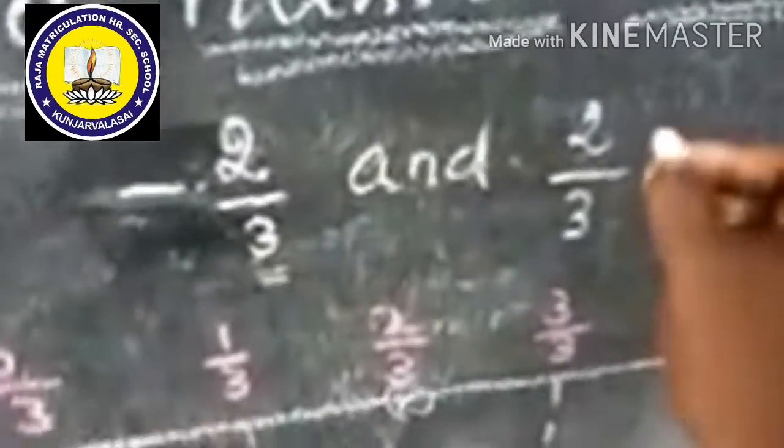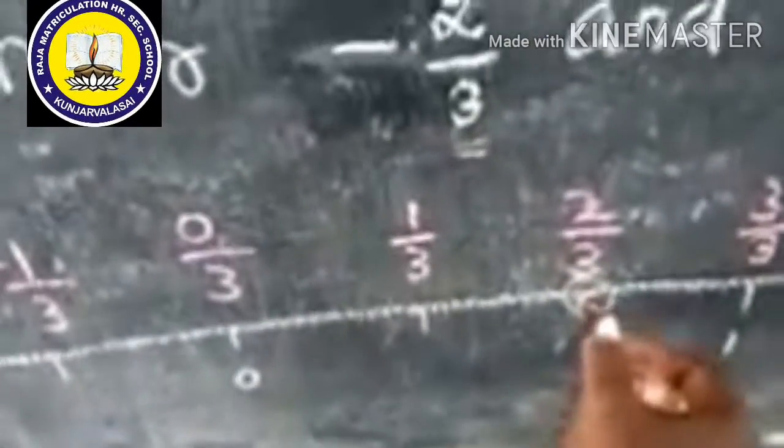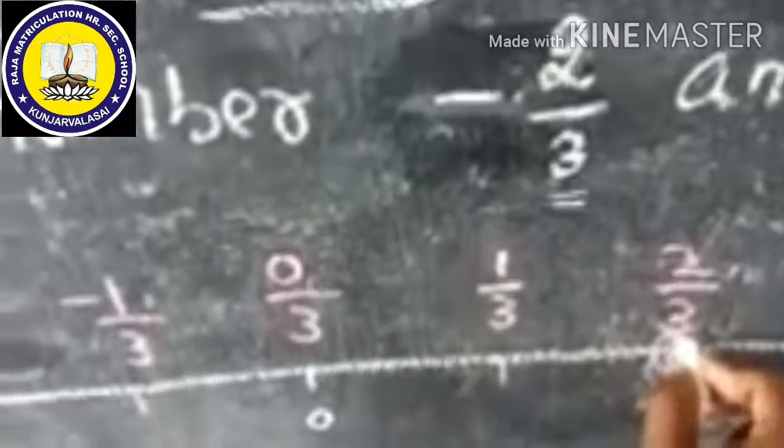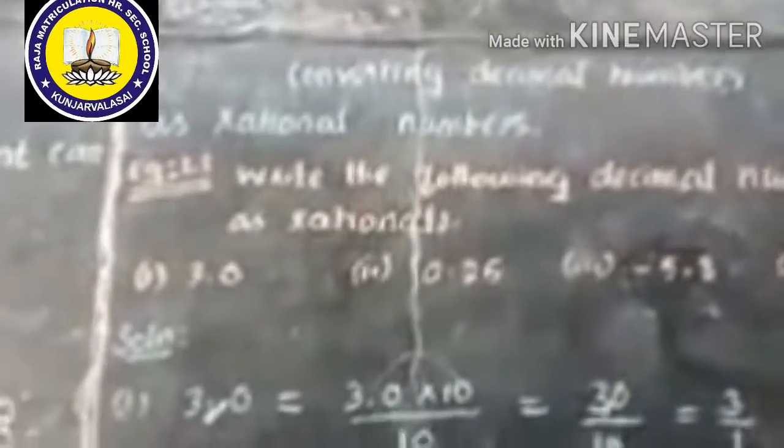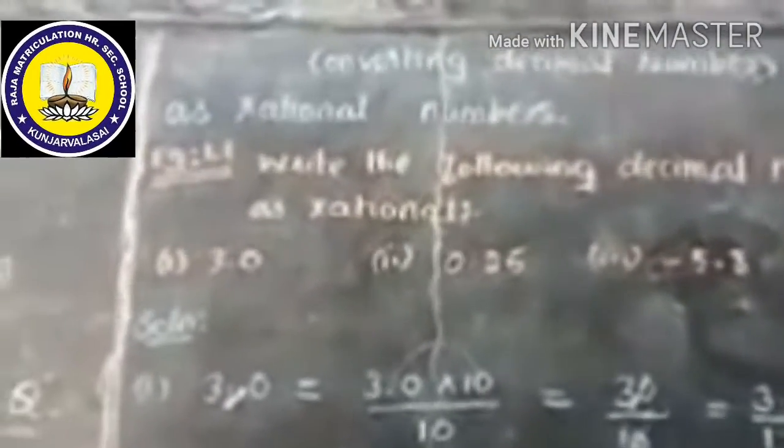So we circle it on the number line. Then the next number is 2 by 3, so we circle 2 by 3 on the respective number line. This is the number line. Very, very easy. Next, the following topic is converting a decimal number into a rational number.